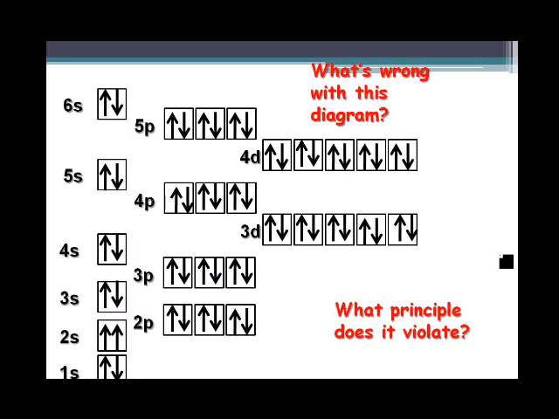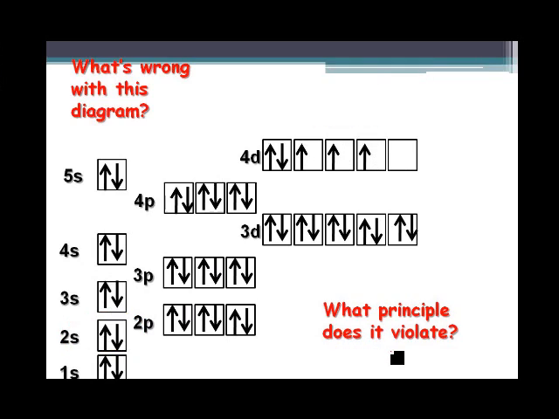Now, let's take a look at an orbital diagram for barium. There's a mistake here, and let's see if we can find it. The mistake occurs in the 2s sublevel. If you notice, we have 2 arrows pointing upwards. That means that both of those arrows have the same set of 4 quantum numbers. That violates Pauli's exclusion principle. Let's look at another one.